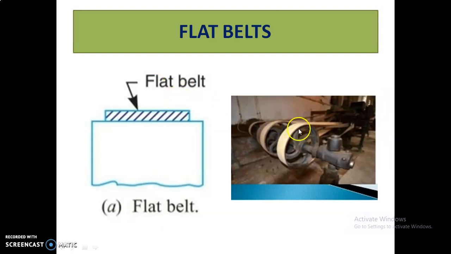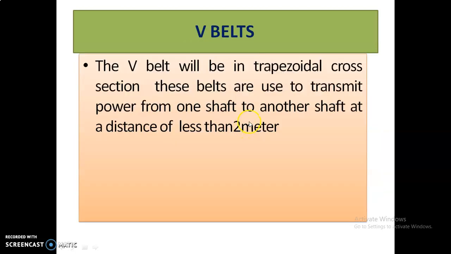If we cut the flat belt, it looks like a rectangular cross section. This is a cross section of the flat belt. Next we will see V belts. The V belt will be in trapezoidal cross section. Flat belt will be in rectangular cross section, but the V belt will be in trapezoidal cross section.